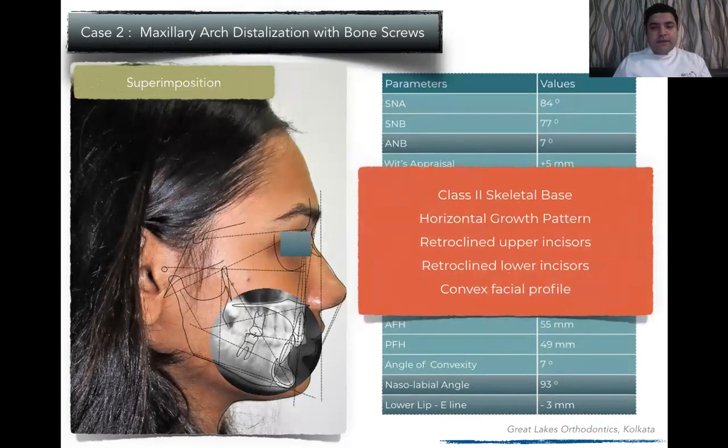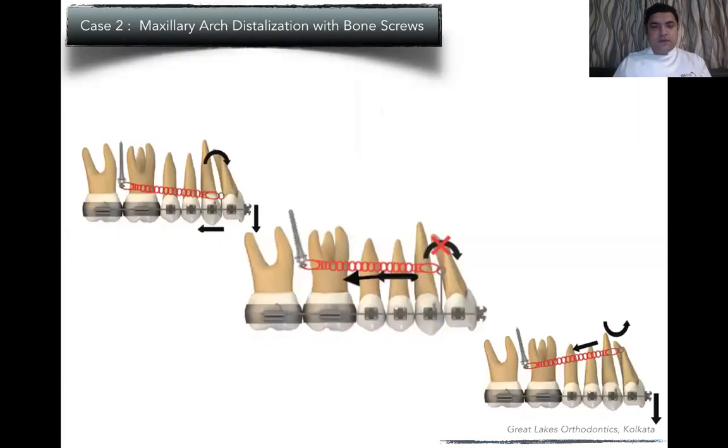So what is the net diagnosis out of the lateral cephalogram? It's a class 2 skeletal base, horizontal growth pattern, retroclined upper incisors, retroclined lower incisors, and a convex facial profile. So when we have analyzed this case, we need to know what the treatment planning is.